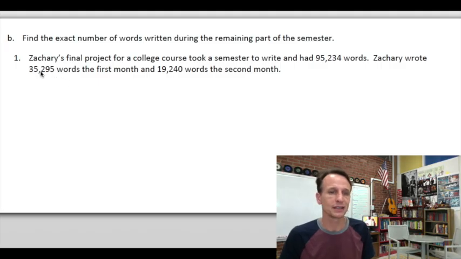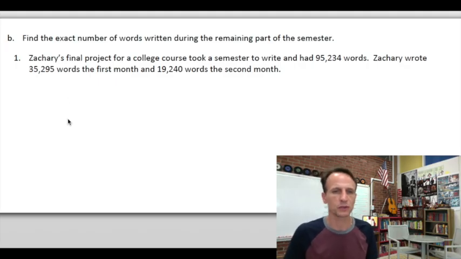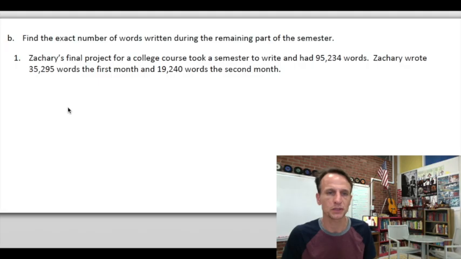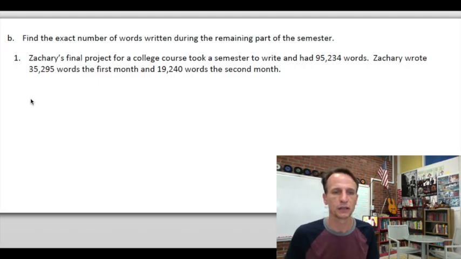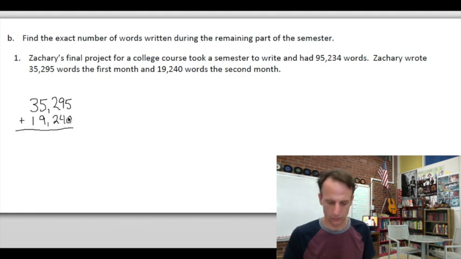It's going to look the same, except that it would have the exact numbers instead of our rounded numbers. So we need, and now you see why we want to combine these two first. Otherwise you have to subtract twice with all that regrouping, and that's just, I don't know, more work. So let's do it the easier way, huh? All right, so we have 35,295 in the first part, 19,240 words in the second part, and we want to find that remaining third part.